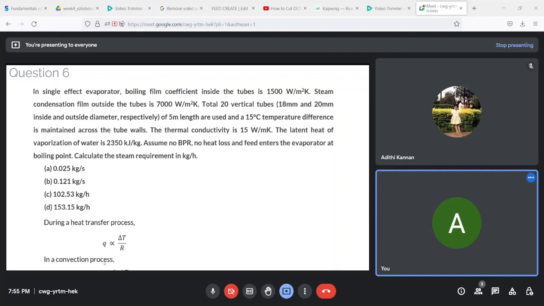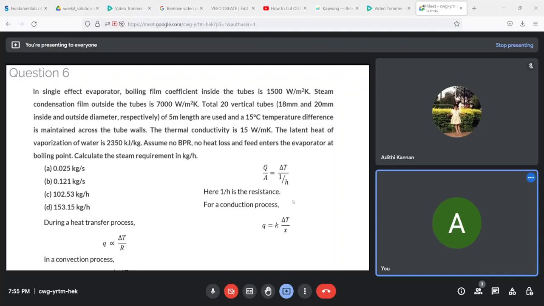For a convection process, the heat flux is equal to h into delta T. Here h stands for the convective heat transfer coefficient, and delta T stands for the temperature gradient. If we rearrange this equation, you have small q, which is equal to capital Q by A, where capital Q stands for the heat transfer rate and A stands for area, and you have delta T divided by 1 by h. This form is very similar to the form in the earlier equation. So you can consider 1 by h as the resistance to the convective process. Hence, we consider 1 by h as the resistance for convection.